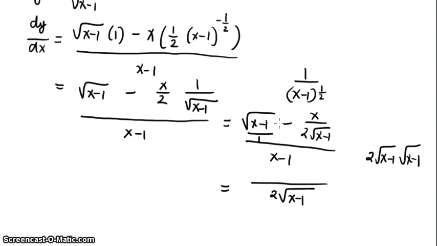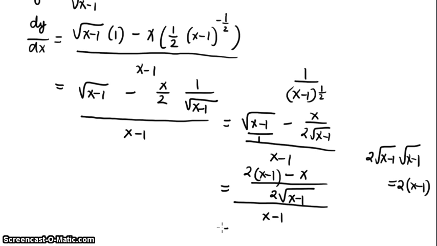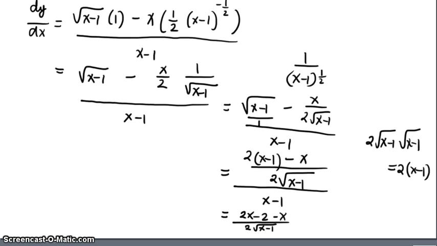And when you multiply it by the square root of x minus 1, this will be 2 times x minus 1. So you have 2 times x minus 1 minus x, since this divided by itself will be 1 times x. Then over x minus 1. Then you simplify it, so this is 2x minus 2 minus x, and then over the 2 square root of x minus 1.